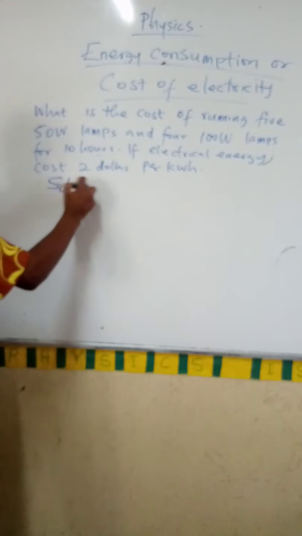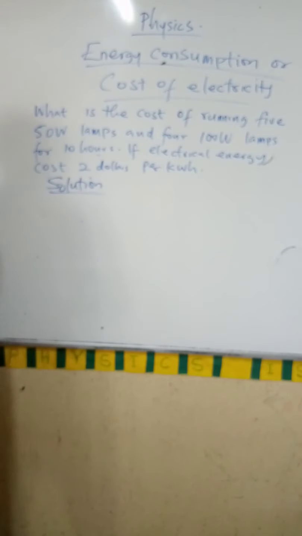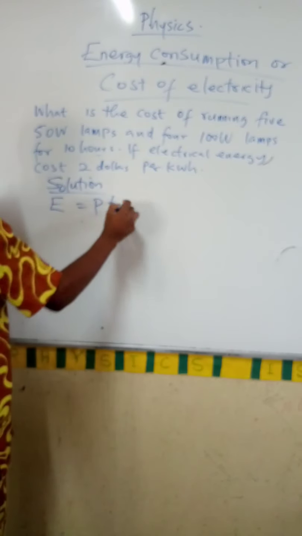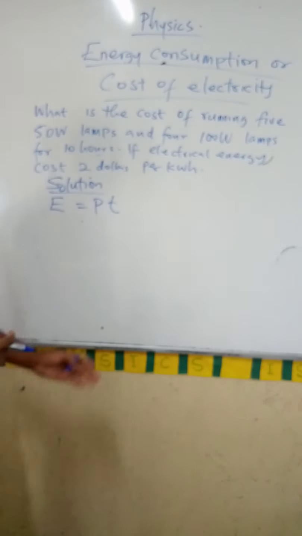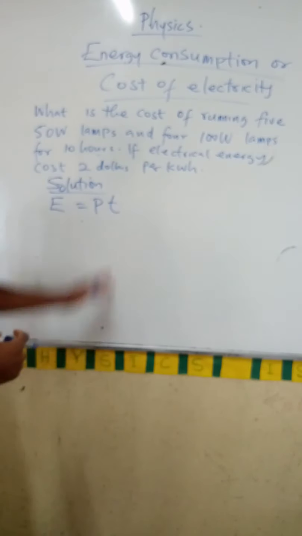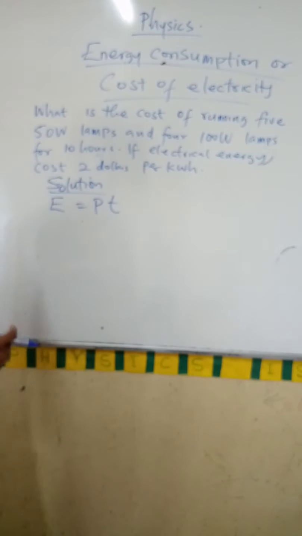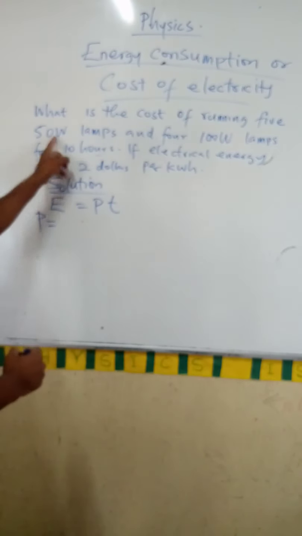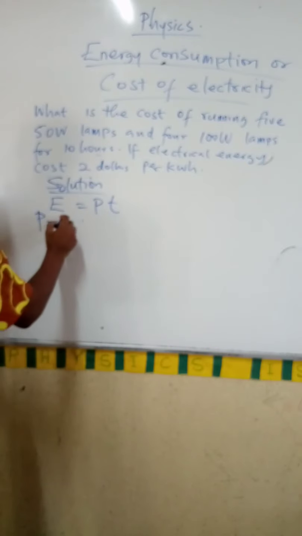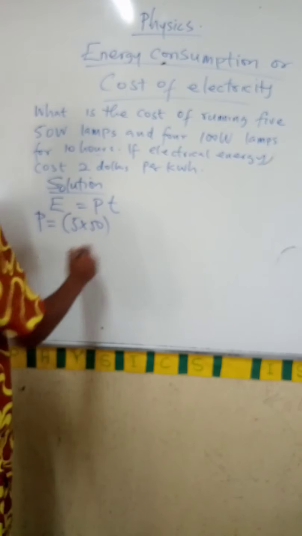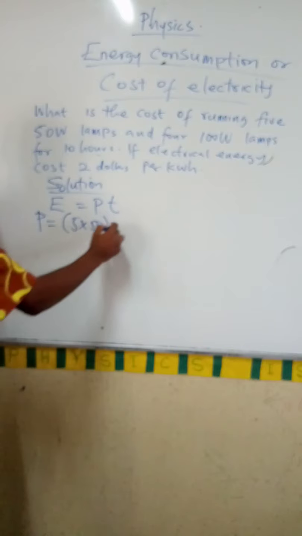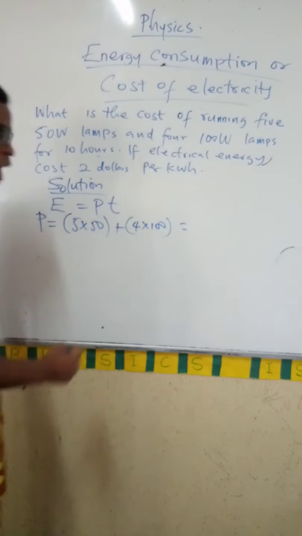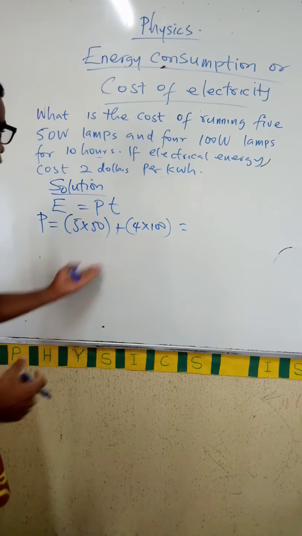Solution. We all know that in calculating energy consumption, we use E equals P times T, where P is your power, and your power must be in kilowatts, and T is your time, and your time must be in hours. So let's get our P. We have 550 watts. That will be 5 times 50. We also have 400 watts. That will be 4 times 100 as power. So let's get the total power.